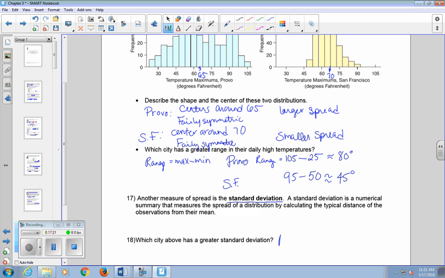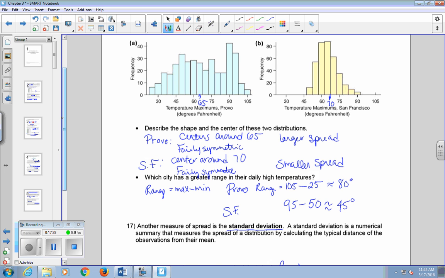Provo, because their temperatures are spread out more. So a typical distance from the mean would be greater than that in the San Francisco data set.